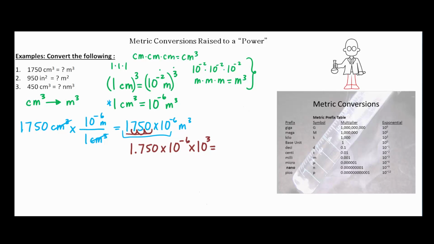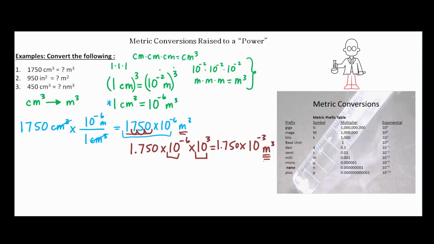And that would give me, adding like bases, an answer of 10 to the minus 3, and that would be 1.750 times 10 to the minus 3 meters cubed. Do not forget your unit.